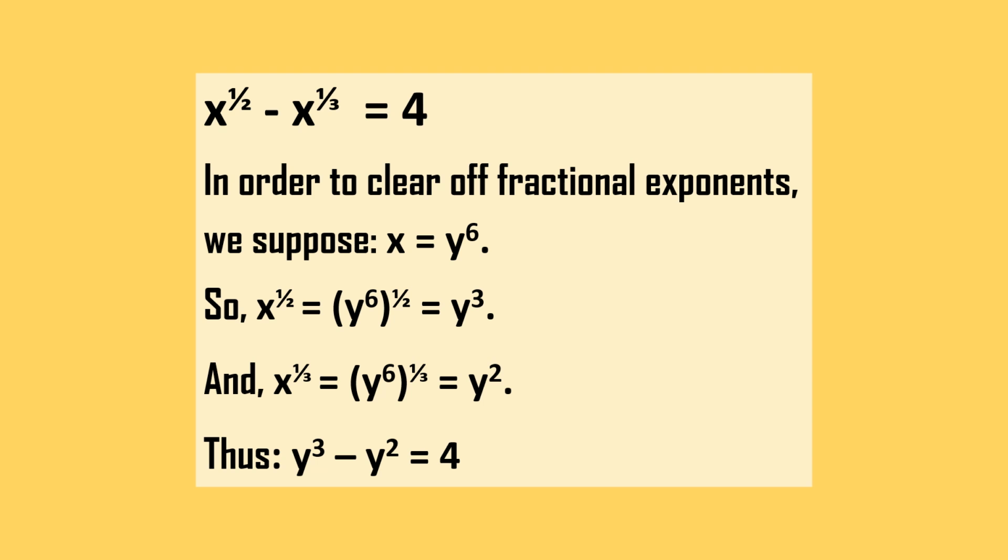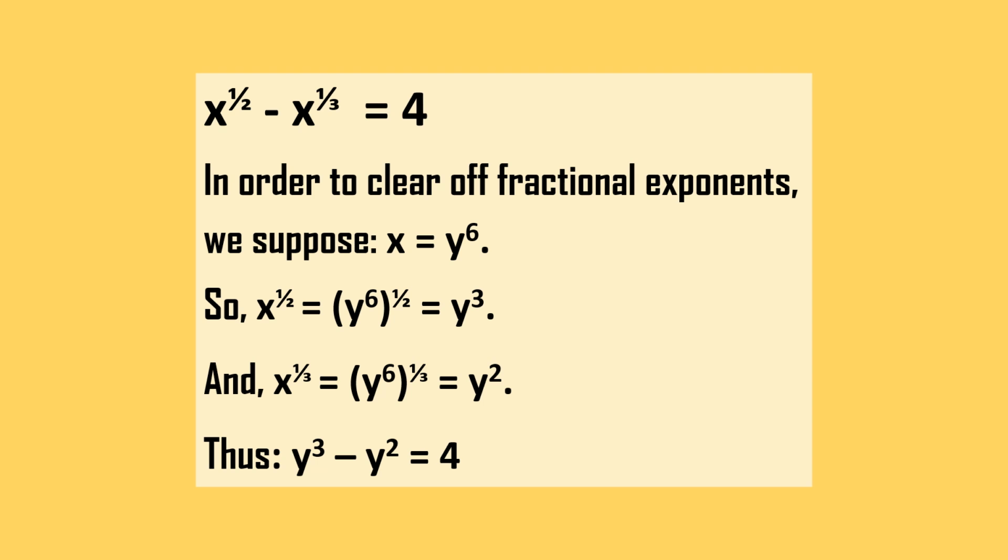So x power half will be y power 6 whole power half. The exponents are multiplied, so we get y power 3. Similarly, x power 1 by 3, that is y power 6 whole power 1 by 3, will give you y power 2. So the equation becomes y power 3 minus y power 2 is equal to 4. By supposing x is equal to y power 6, we have actually got rid of fractional exponents.